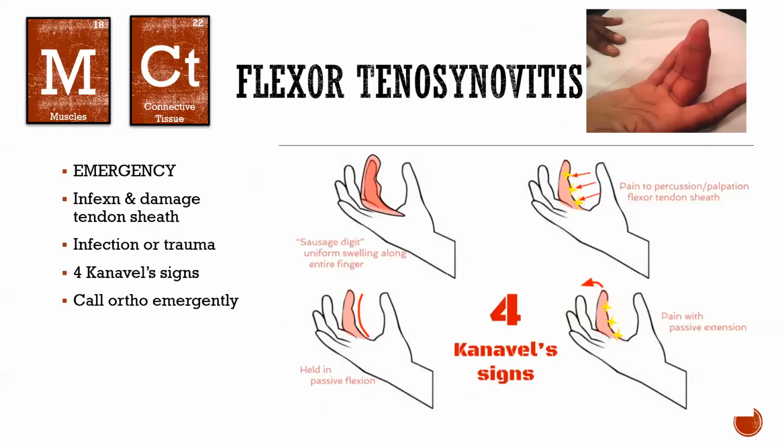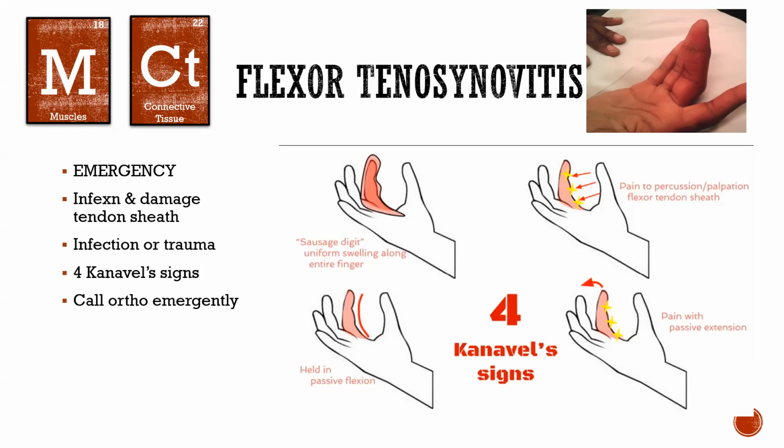So let's talk about flexor tenosynovitis. This is rare, but is an extremely important emergency. And there are 4 signs called the Kanavel signs that you need to document and you need to talk about with your orthopedist if somebody has this. So it's important that you know that this is a flexor tendon problem, right? So it's actually a problem of the tendon sheath, and it's an inflammation and swelling of the flexor tendon sheath. This is almost always caused by some kind of trauma or some kind of infection.